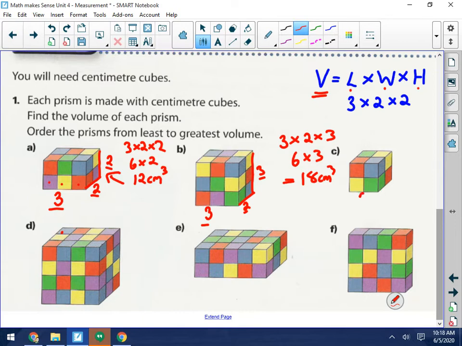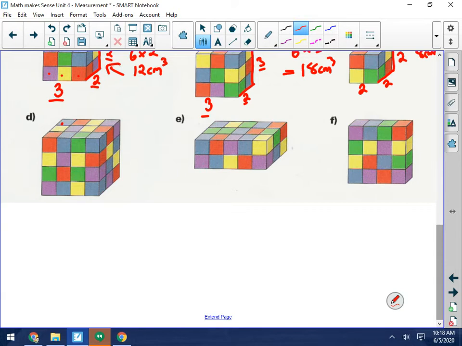This one here has a length of 2, a width of 2, and a height of 2. So it's length times width times height. 2 times 2 is 4, times 2 is 8 centimeters cubed. This one here has a length of 4, a width of 3, and a height of 4. So 4 times 3 times 4. 4 times 3 is 12. 12 times 4, you have to know that one, is 48 centimeters cubed.